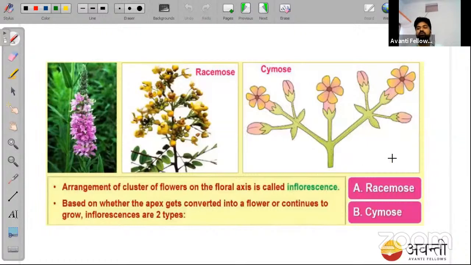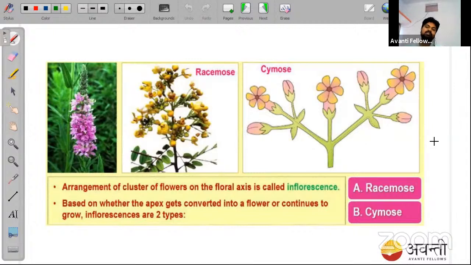That means there are two types of inflorescence, that is racemose and cymose. Or you can say cymose or racemose, whatever you like. So what is the main difference between racemose and cymose? The main difference is that racemose is acropetal, and in the case of cymose it is basipetal. We will discuss all the other finer points of racemose and cymose in the future slides.